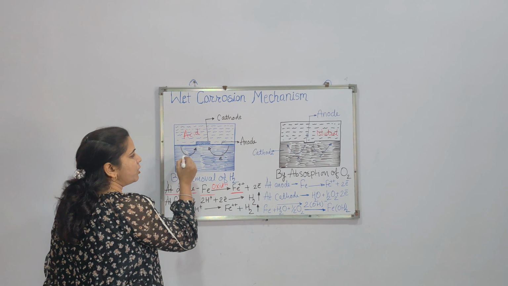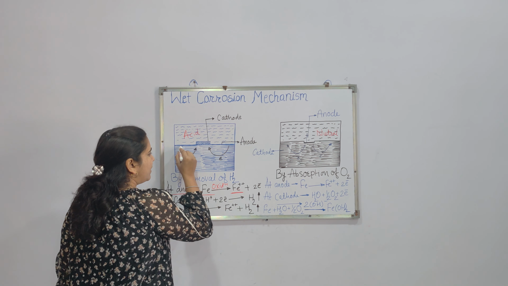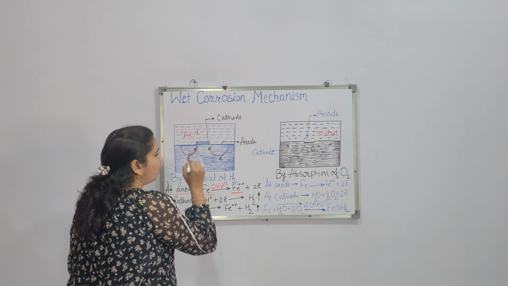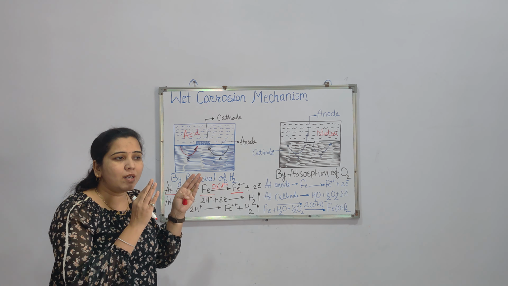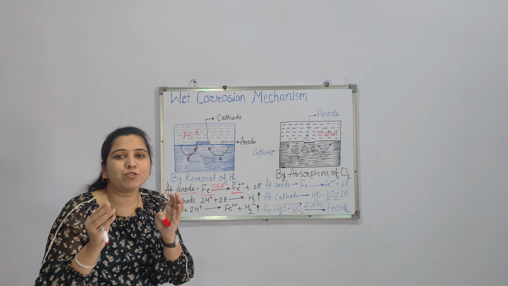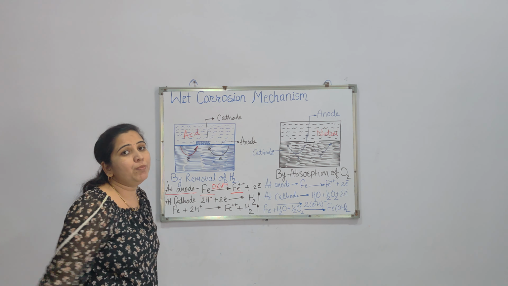Now here there is a formation of electrons in this large metal area. So those electrons migrate from the anode to the cathode. In any type of corrosion, there is a migration or traveling of electrons from anode to cathode. So here, towards the cathode, these electrons will be moved.